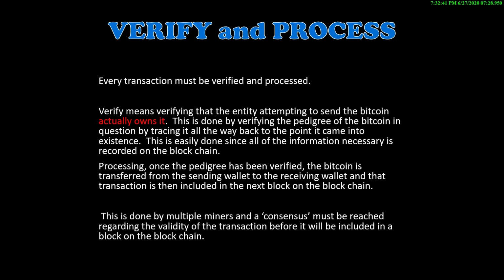Processing, once the pedigree of the Bitcoin trying to be sent has been verified, the Bitcoin is transferred from the sending wallet to the receiving wallet, and that transaction is then included in the next block on the blockchain. This is done by multiple miners, and a consensus must be reached regarding the validity of the transaction before it will be included in a block on the blockchain.